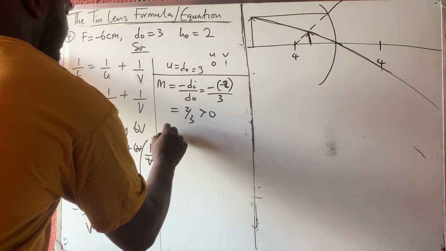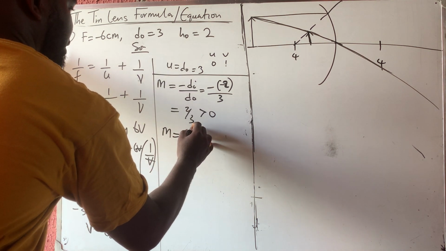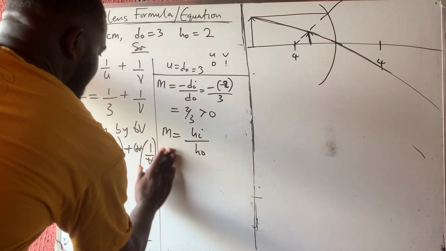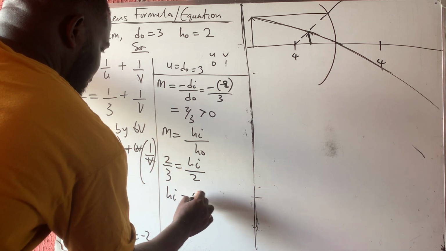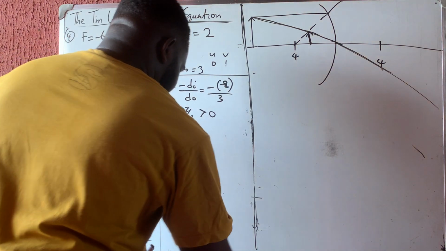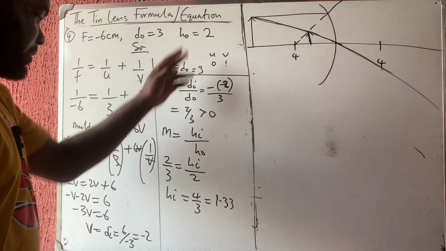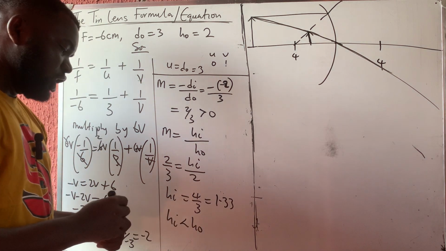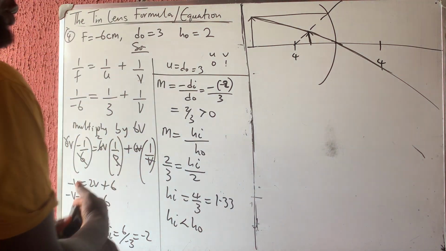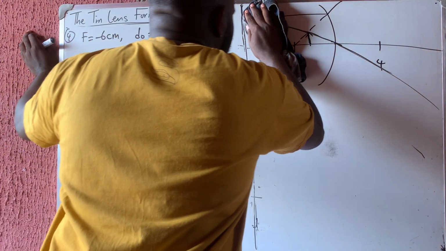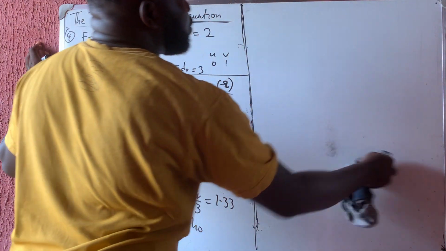I just remembered. But even if you don't want to know it from here, calculating the height of the image will help you to know. So my HM is equal to what? HI over HO. So I have that my 2 over 3 is equal to HI over my HO, which is 2. So HI is now 4 over 3. And 4 divided by 3 will give you 1.33. Now, you see that my HI is less than my HO. So if the height of the image is less than the height of the object, then it is small, it is diminished. Okay? And that is a property of what? A concave lens. Anywhere you stand on the concave lens, the properties are always the same. Anyhow you want to do it, anywhere you want to stand, the properties are always the same.